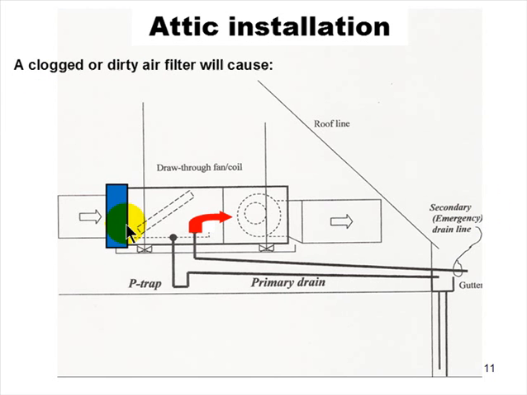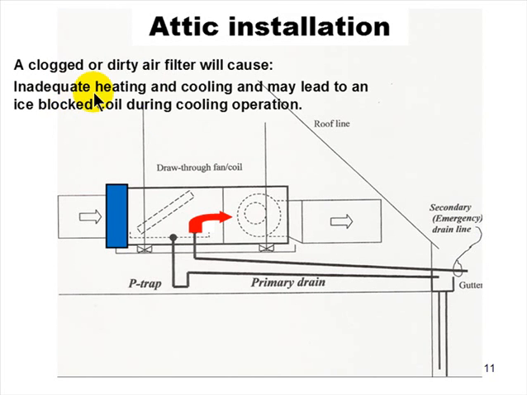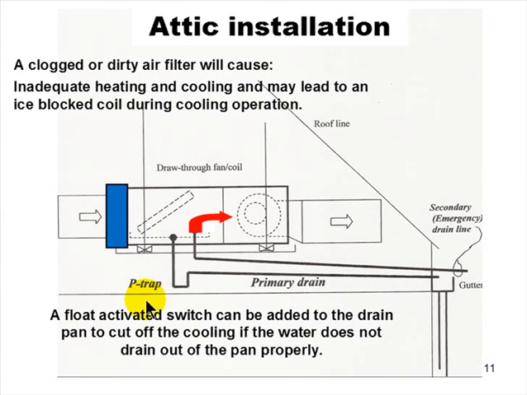A clogged or dirty air filter will cause inadequate heating and cooling, and may lead to an iced-over coil during the cooling season. No airflow goes over this coil. The refrigerant can't evaporate. The coil pressure drops, and so does the temperature. You're going to have ice on it.